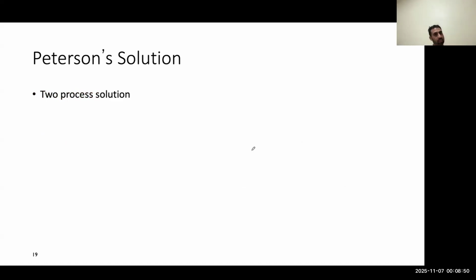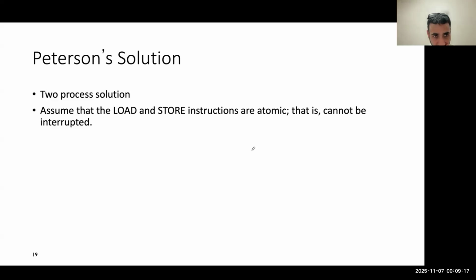Okay, Peterson's solution. We have actually seen this solution earlier, but let's have a look at it again, and maybe not today, but in the next lecture we'll try to apply this Peterson algorithm to solve the critical section problem. This solution is for two processes, and it assumes that the load and store instructions are atomic. That is, they cannot be interrupted. So what does it mean?